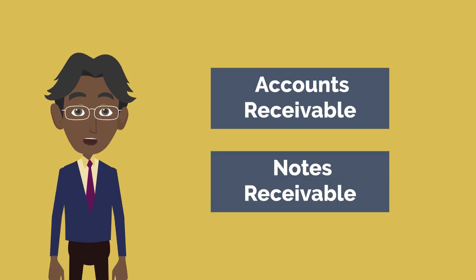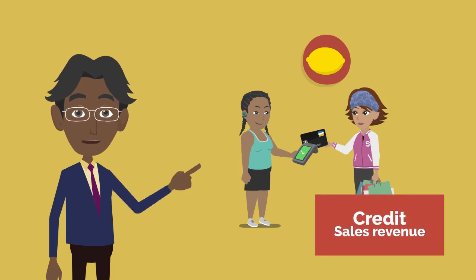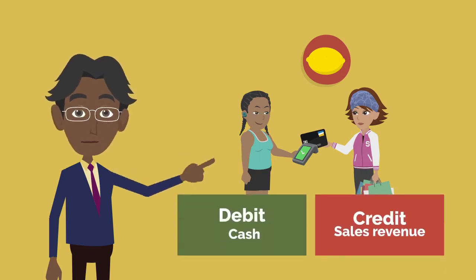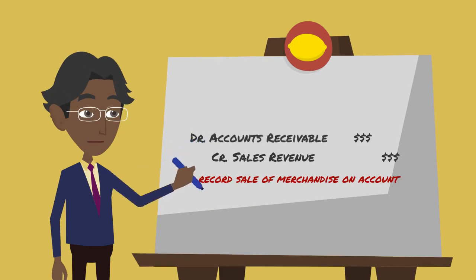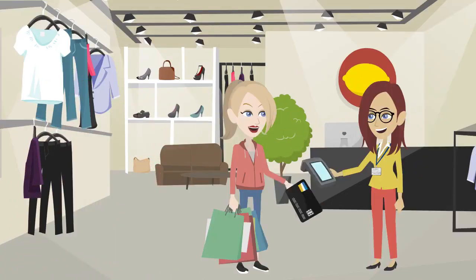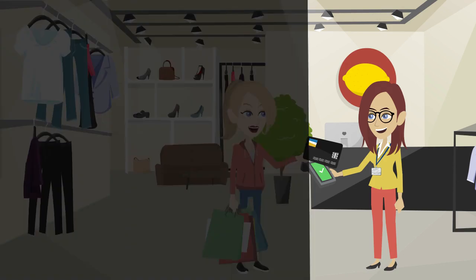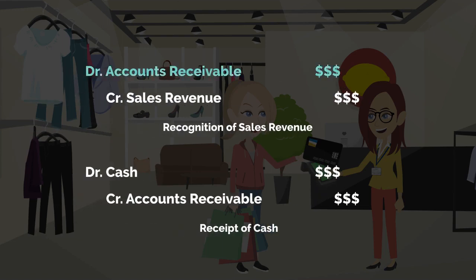So, how do we record a sale on account? If we recognize sales revenue with a credit, we usually debit cash to balance the entry. However, sales on account don't involve cash. Since we're not debiting cash, we debit the accounts receivable account in its place. For example, if a customer goes to Lilylime and purchases a pair of leggings with their credit card, the store does not receive cash for it straight away. Instead, they record a debit to accounts receivable on the date they recognize sales revenue, and credit accounts receivable once cash is received, usually at the end of the month.